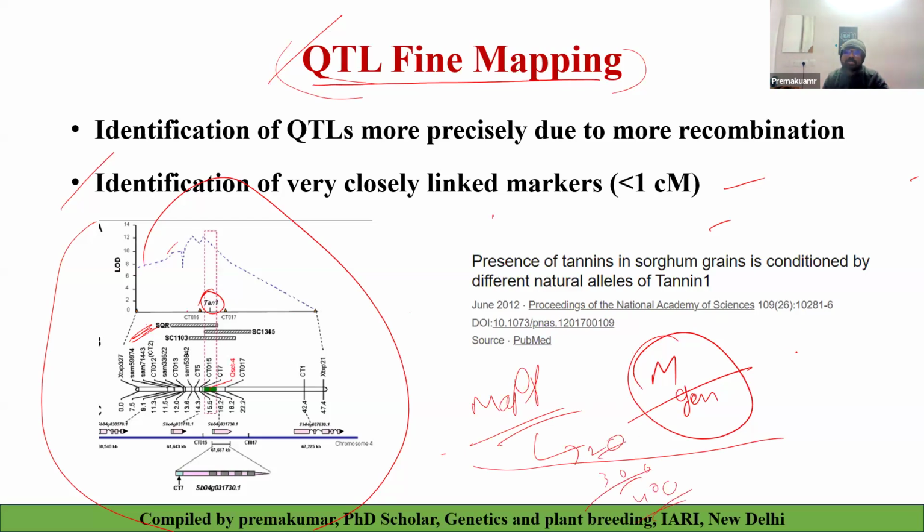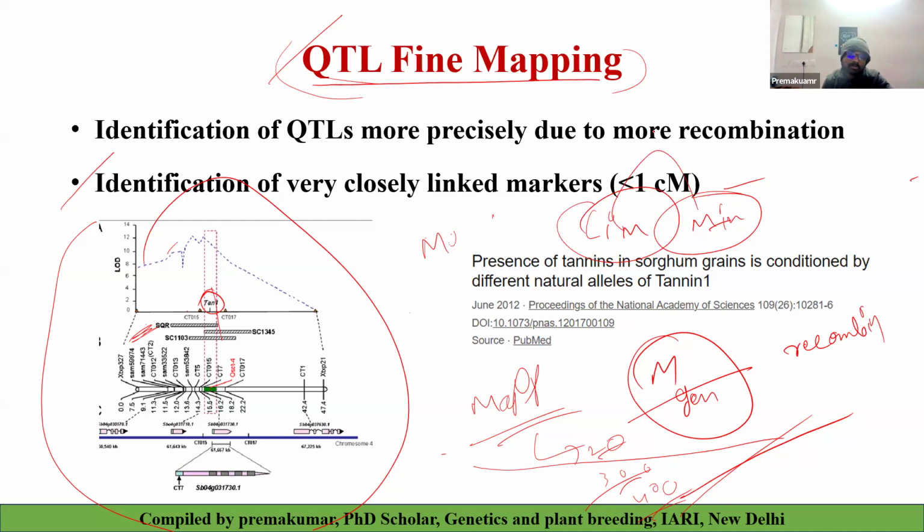The recombination will be very less. If you use a larger population and larger marker set, you may get a functional marker also. That is not the problem. But normally, in every mapping work we do, we are using a limited population and a limited number of markers. That's why the probability of identifying the functional marker itself is very, very low.